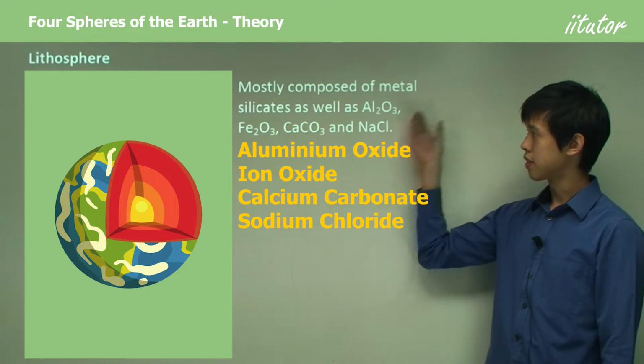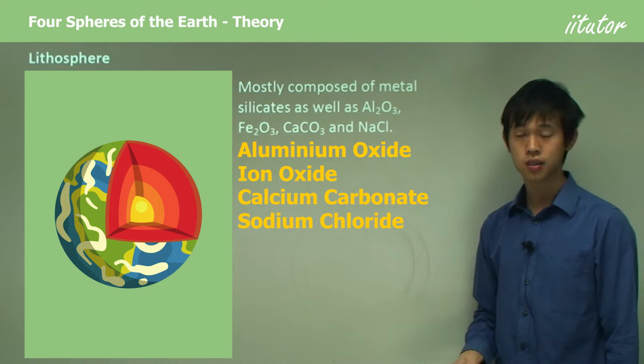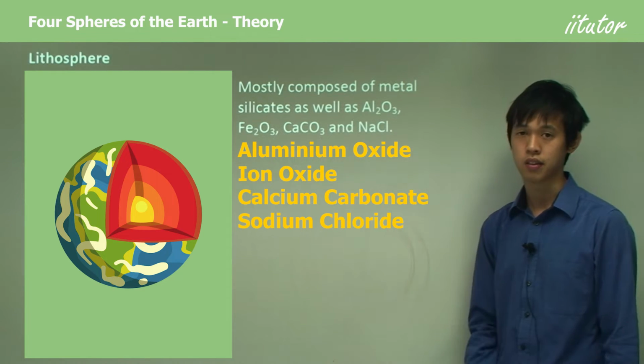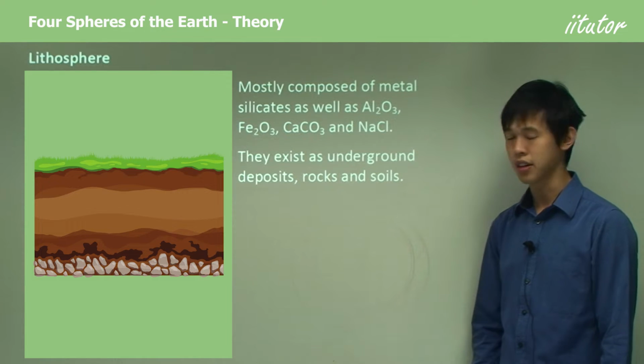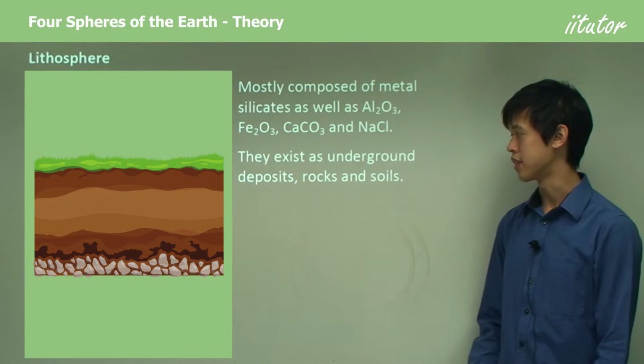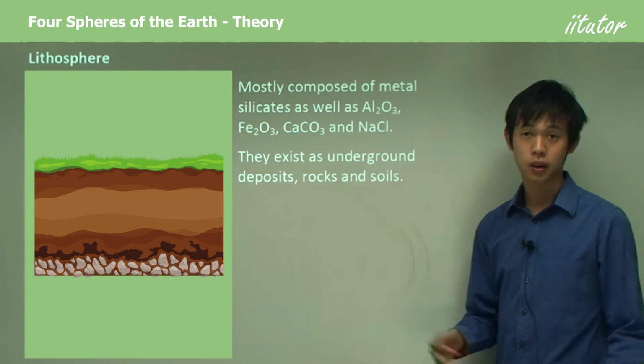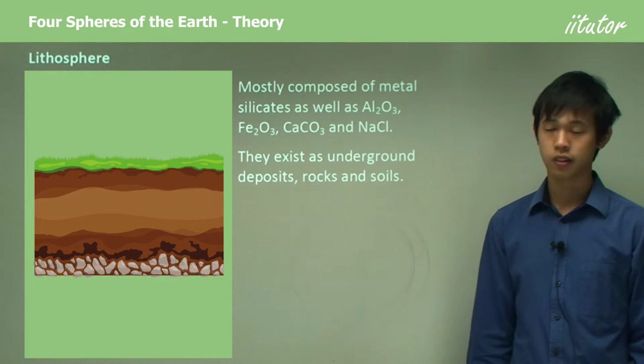Now, what it's composed of is mainly metal silicates, as well as aluminium oxide, iron oxide, calcium carbonate, and sodium chloride. So it's mostly composed of metal silicates, but there are other chemicals like these scattered around. They exist as underground deposits, rocks, and soils. Okay, so the lithosphere exists as underground deposits of rock, soil, other types of rocks that we see above the ground.